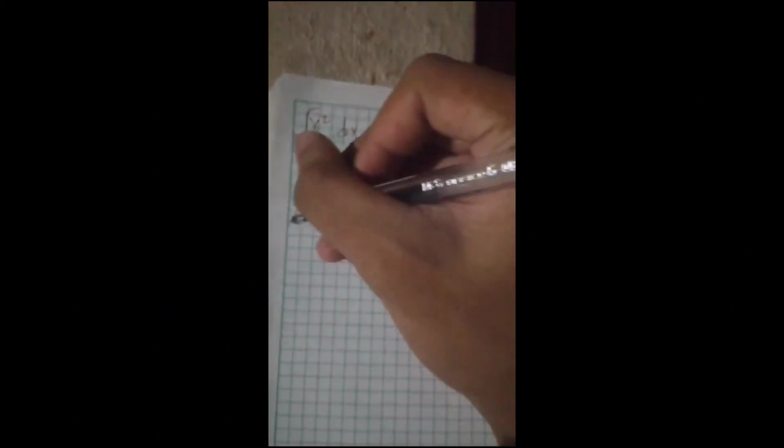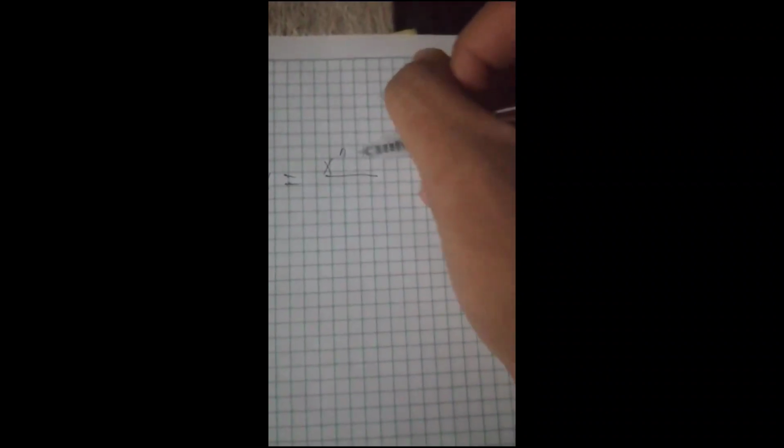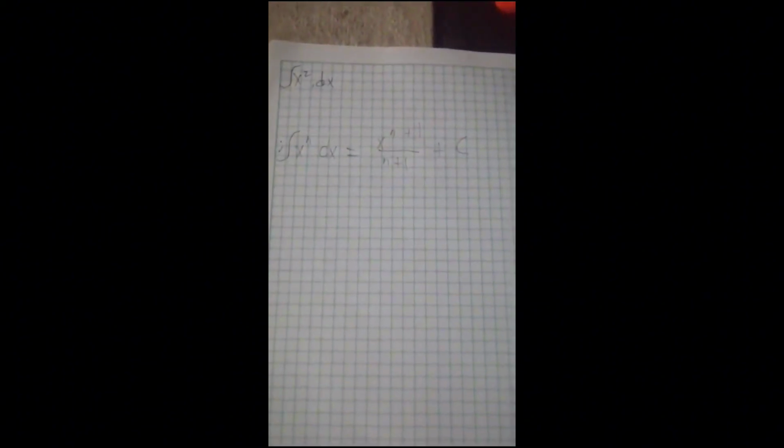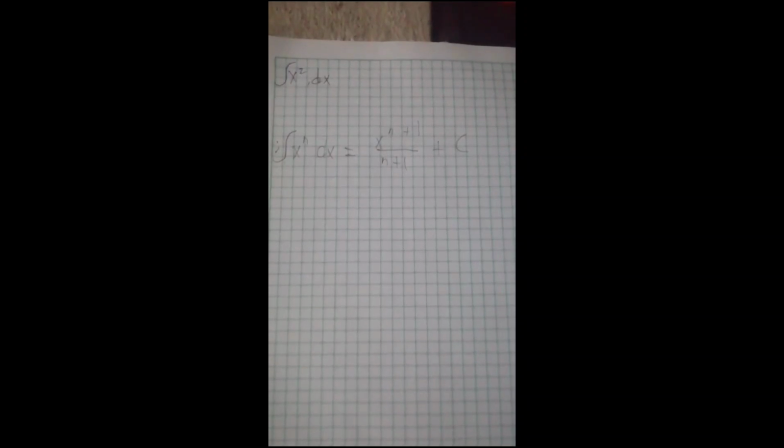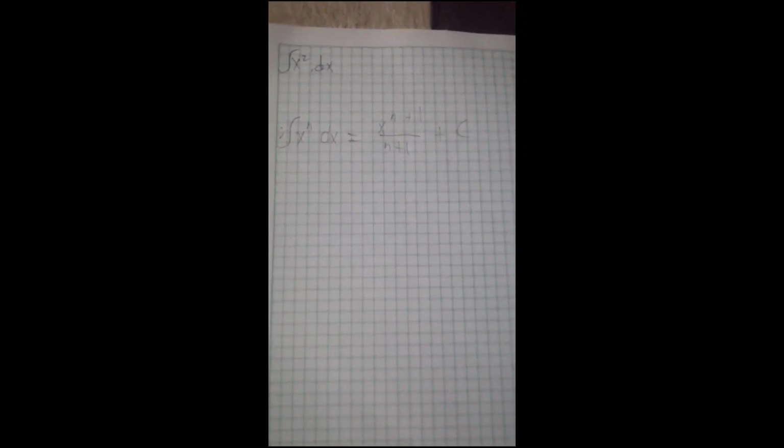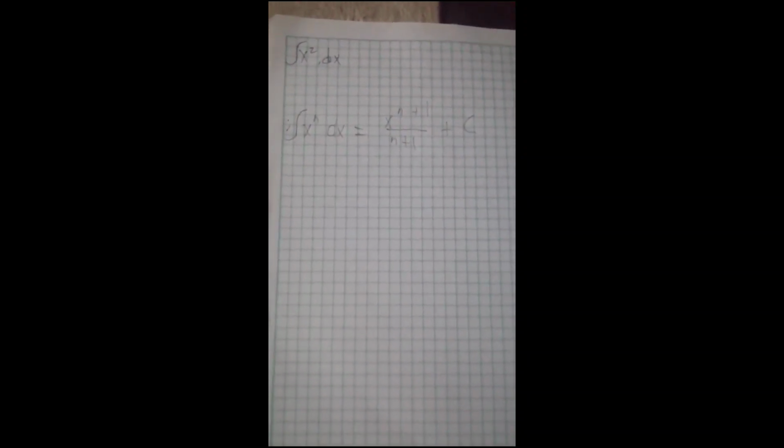The power rule states that the integral of x^n dx equals x^(n+1) over n+1 plus c, where n is any real number and c is the constant of integration, since indefinite integrals always include a constant.